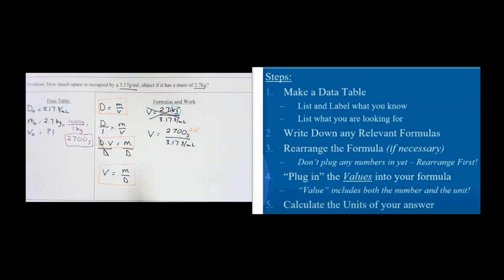It only has 2. The zeros don't count because there's no decimal place. 3.17 has 3 sig figs in it. So we're dividing, so we follow our division rules. We need to make sure we have 2 sig figs in our answer. So 2,700 divided by 3.17 gives us 851.7.